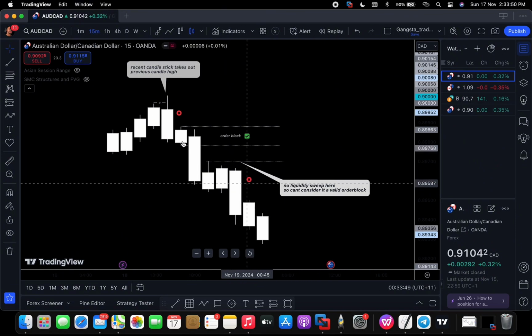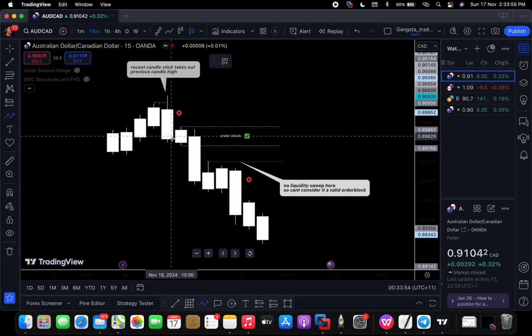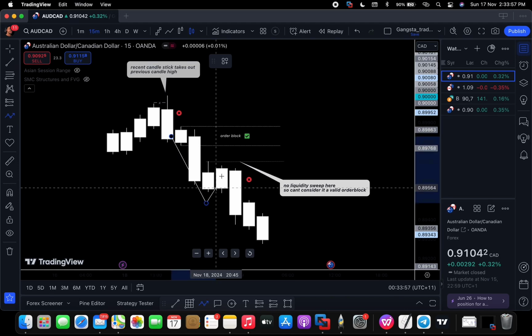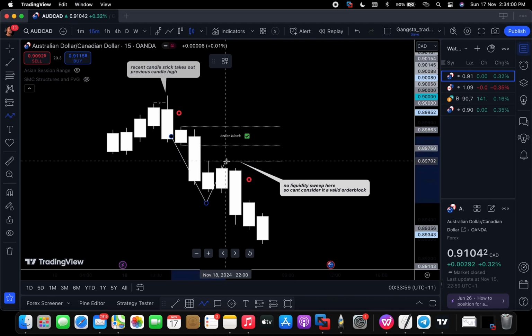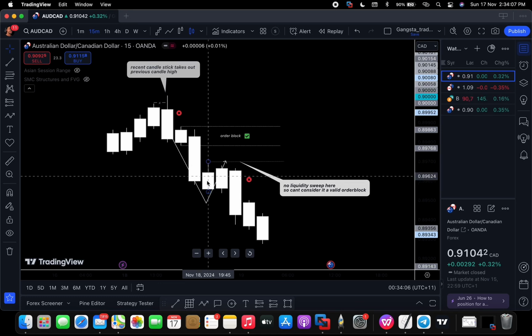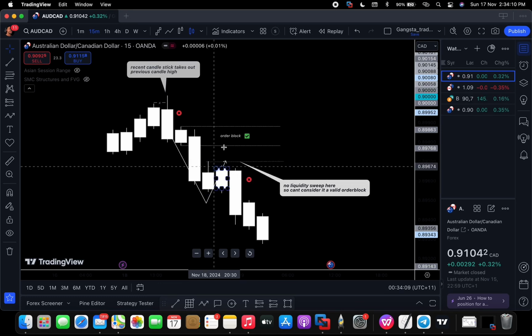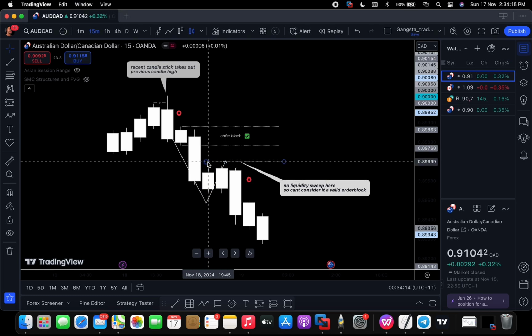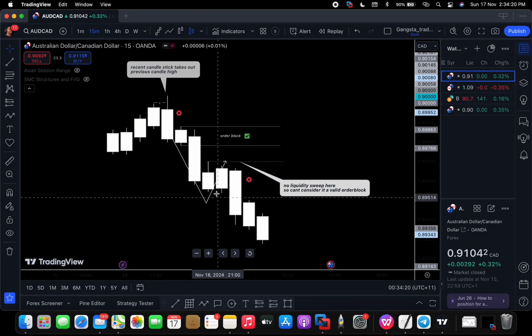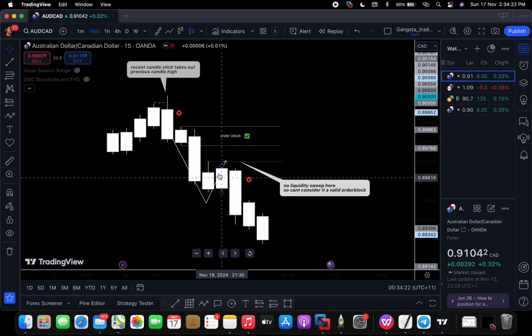Correct. Now there's a pullback here, like this, right? But it's actually not a valid pullback. Why is that? Because if you look at this last candle before the bullish momentum, you will see that the high is here, this is the high of this candle and this is the low of this candle. You can see that it is protecting this candle, right?